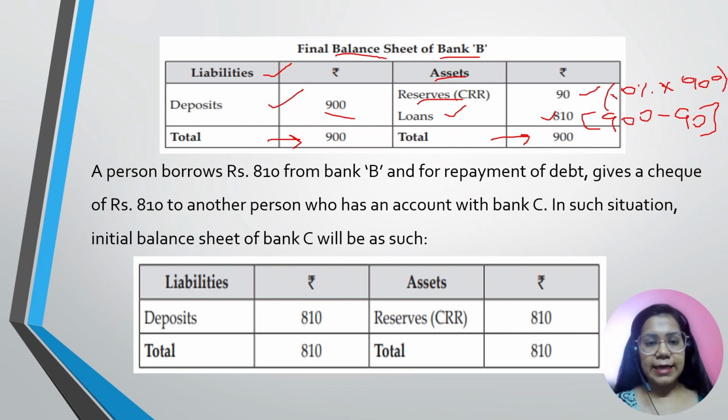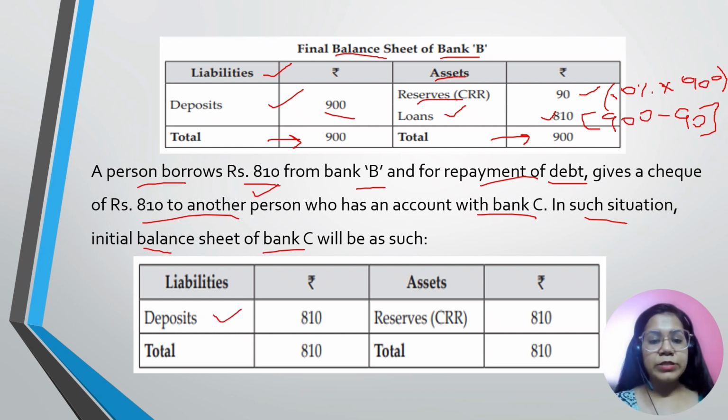Now, suppose the person who borrows this 810 rupees from bank B uses it for repayment of debt and gives a check to another person. Now, this person has an account with bank C. So, in such a situation, the initial balance sheet of bank C will change. What will it become? There will be a deposit on the liability side of 810 rupees, and this will also work as reserves on the asset side. So the assets and the liabilities are equal, which is 810 rupees on both sides.